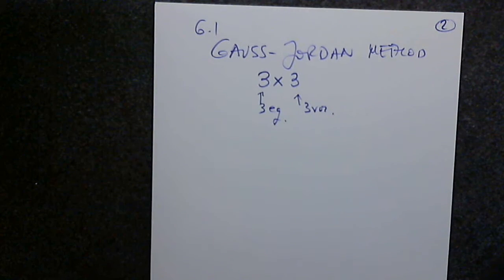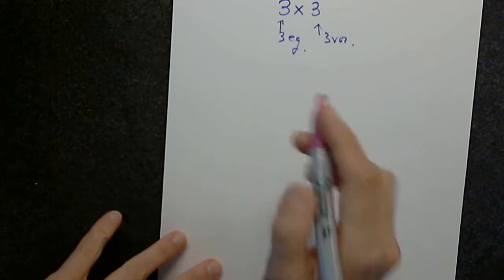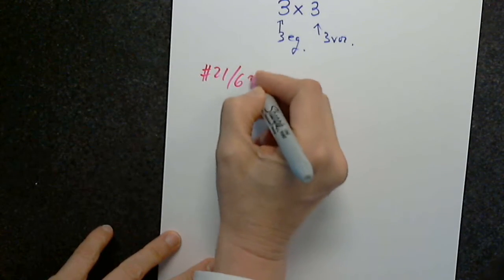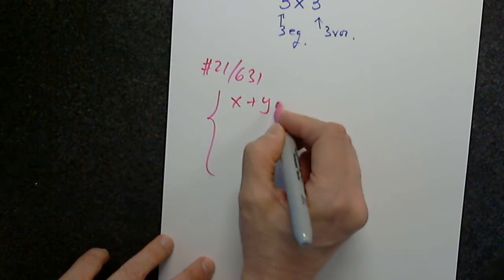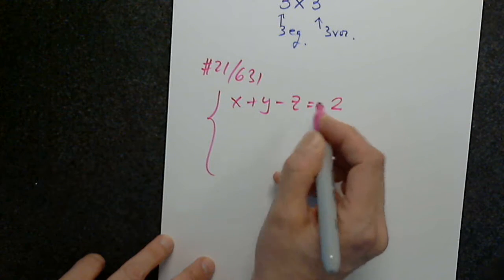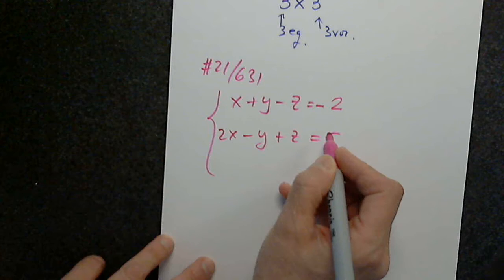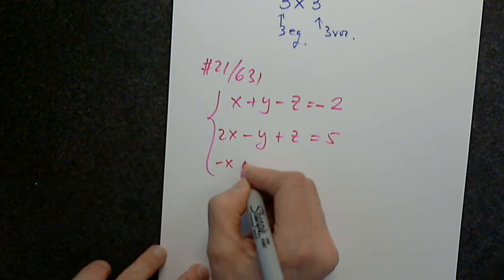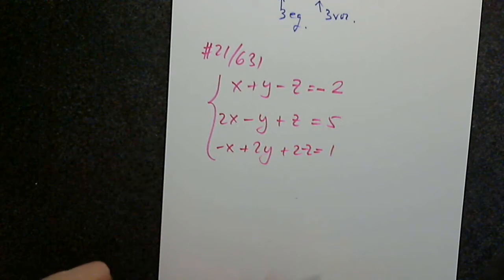Okay, ready? So I'm going to copy a system. Let's look at, let's say, 21 on 631. Here's the system. x plus y minus z equals -2. 2x minus y plus z equals 5. And -x plus 2y plus 2z equals 1.